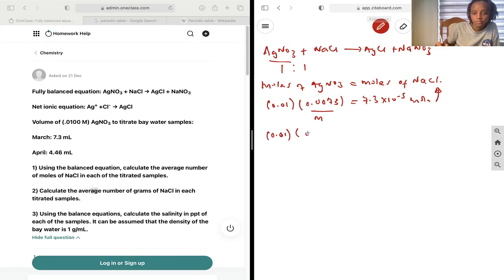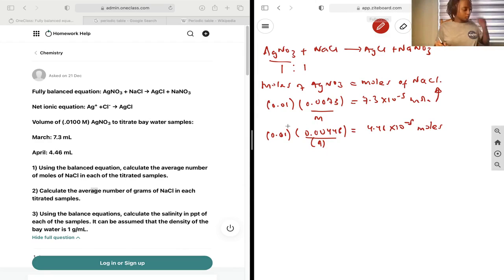For the April sample, we're going to use 0.00446 and we get 4.46 by 10 to the negative 5 moles for the April sample. Okay, on to the next question.